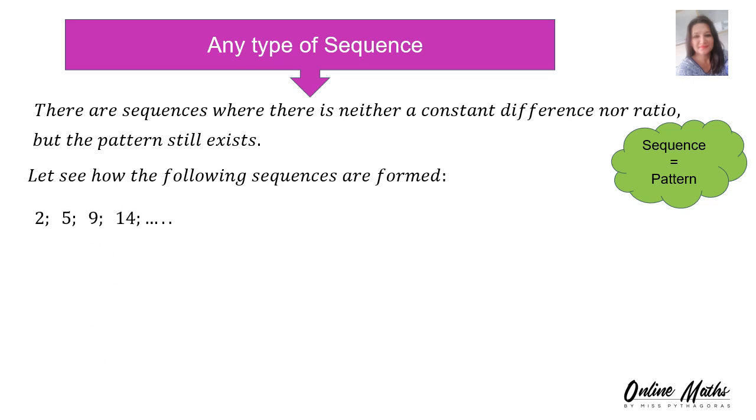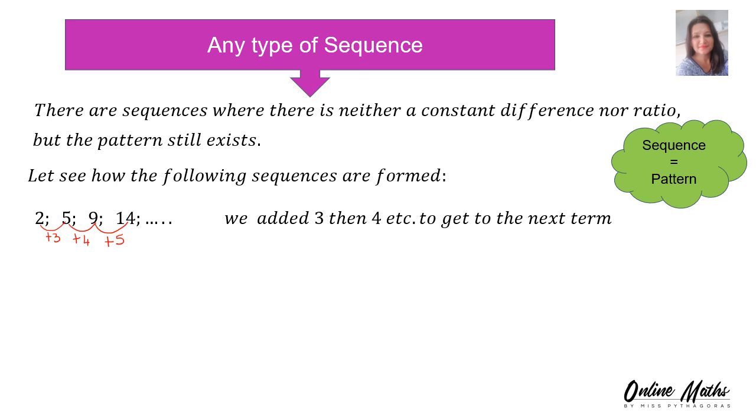When I give you the sequence 2, 5, 9, 14, can you see we added 3, then 4, then 5, etc. to get to the next term? Let me show you. To get from 2 to 5, we added 3. To get from 5 to 9, we added 4. To get from 9 to 14, we added 5. So although we added a number to get to the next term, the number is not constant.